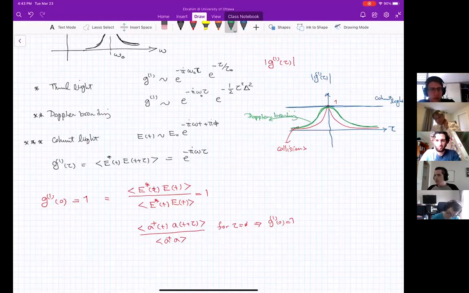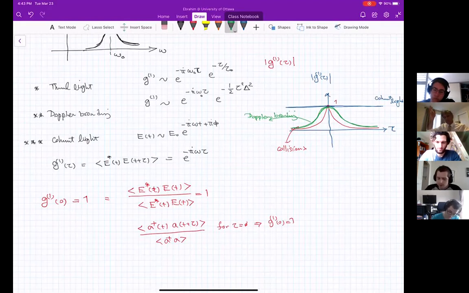Wouldn't the Gaussian, no, sorry. But actually, wouldn't the Gaussian decrease faster than the Doppler? That all depends on the delta. Okay, fair. Yeah, it can be close, it can be faster, it can be slower.